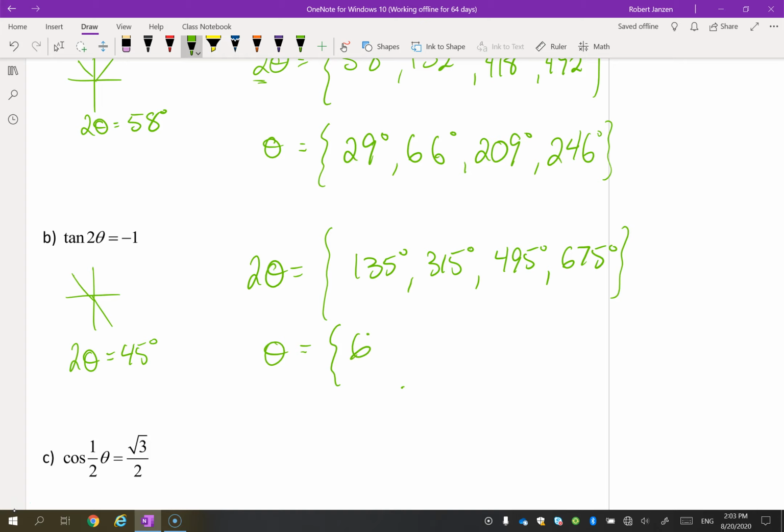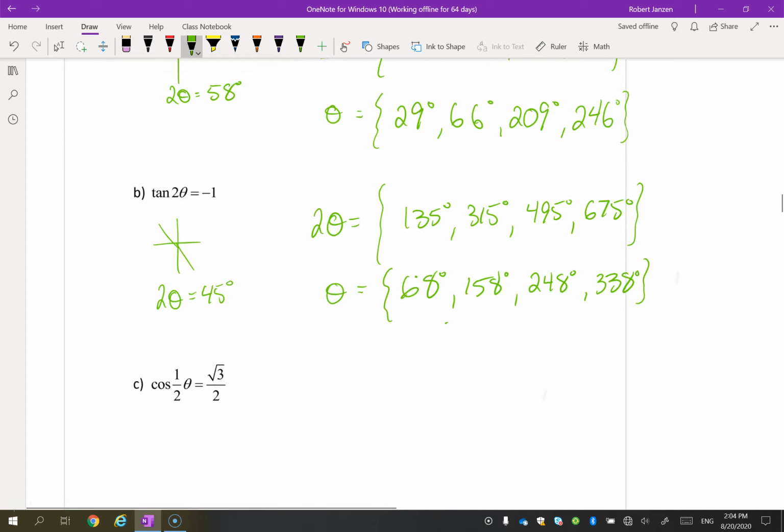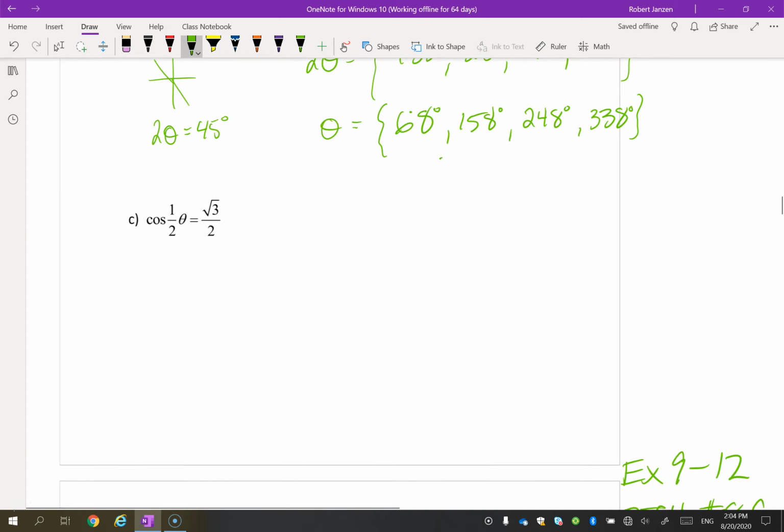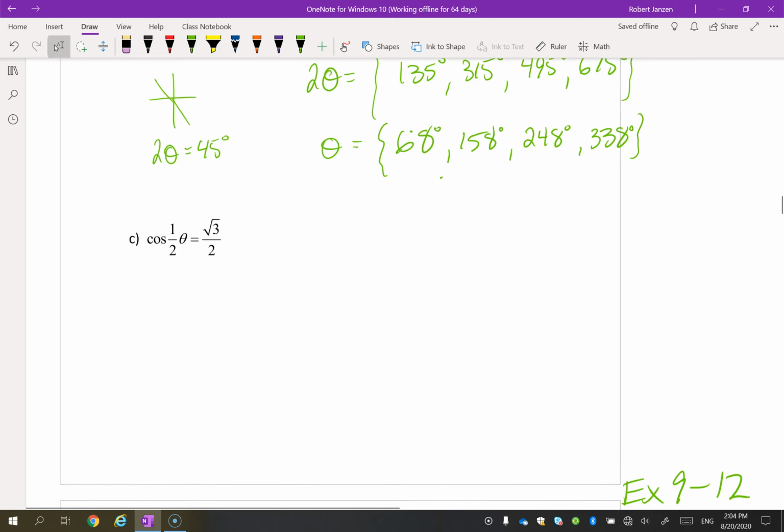Now, if we divide that by 2, I get 67.5. I can round that to 68. If I divide this by 2, I get 157.5. Let's make it 158. This is going to be 247.5, so 248. And this would be 337.5, so 338. All right, last one for today.